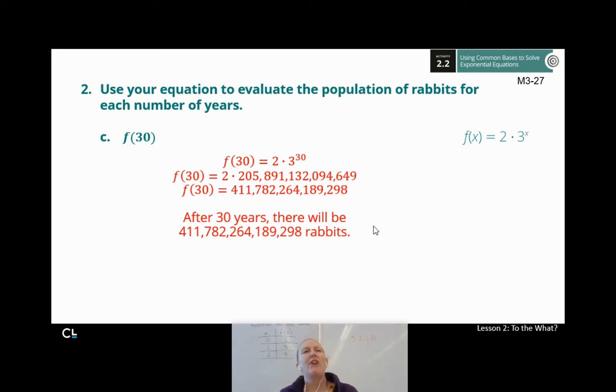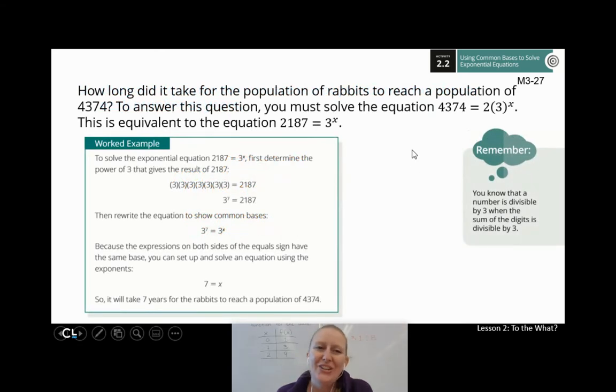This is all fine and good if I know how many years it's been and then I want to plug in and figure out how many rabbits I have. But what if I wanted to go backwards? What if I wanted to know when I would have a certain number of rabbits? Turns out you can go backwards. Of course you can. You knew you could. Like, how long would it take for my population of rabbits to reach 4,374?